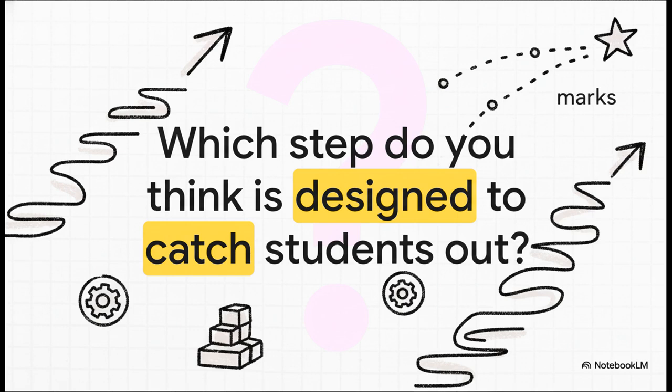So now that you've seen the whole process, what do you think? Which step is the biggest trap? Where are most people likely to slip up? Is it finding the common denominator? Maybe messing up the negative signs when expanding? Or a simple mistake in the final cancellation? Have a think about it.